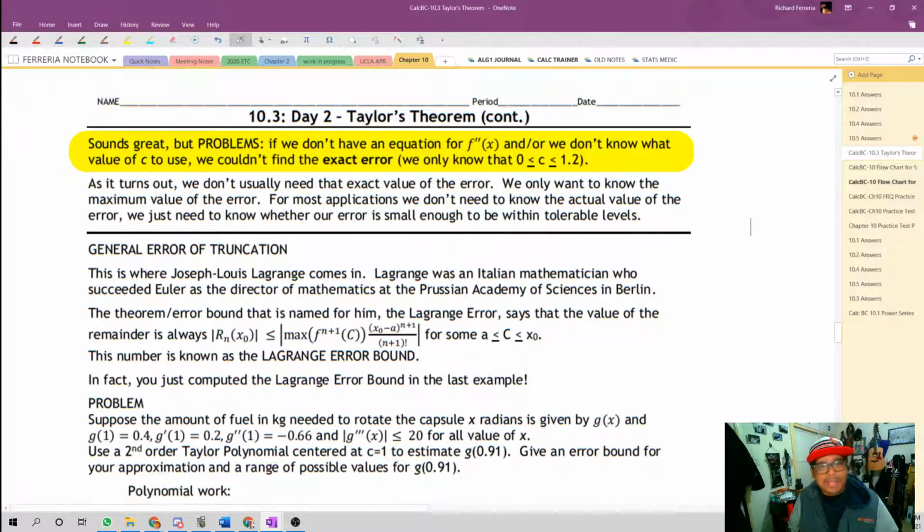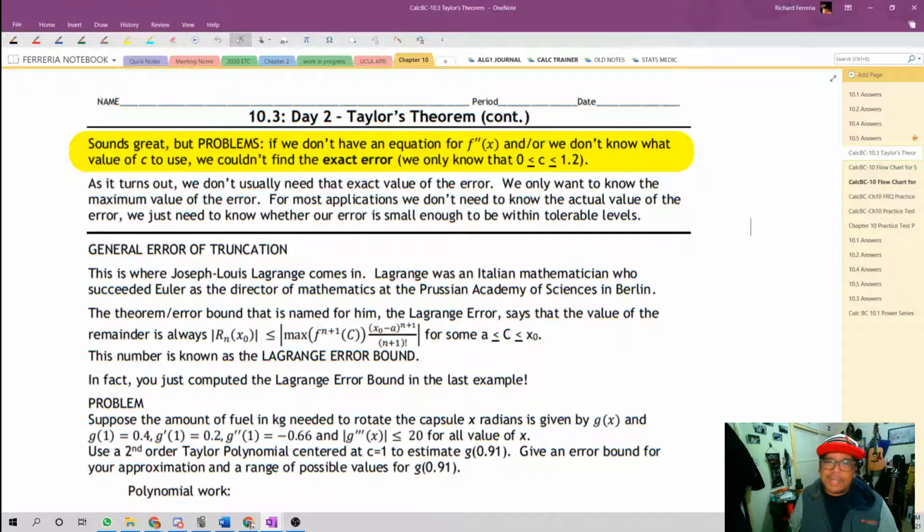So all of that sounds great. If you can deal with everything that we just did, then this error stuff is going to be really easy. In practicality, there are problems because you don't actually have the equation for f double prime. And if you did have the equation for f double prime, then you probably wouldn't be using a polynomial.